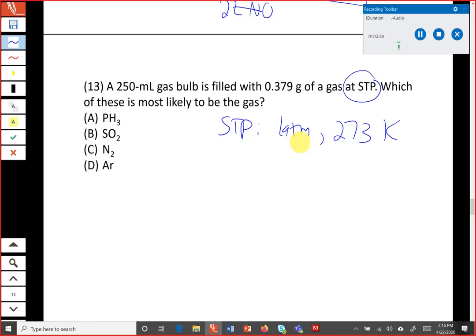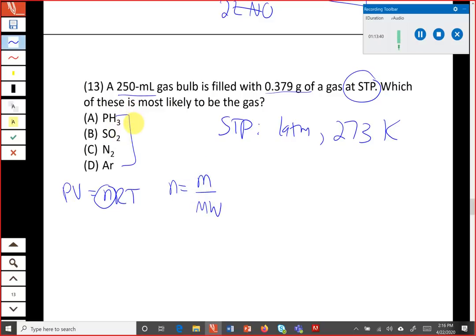This problem, we can set up in a few different ways, but basically this is in some sense a density problem. We have the mass of a gas, we have its volume, which is related to density. So what we can do in this problem is start with PV equals nRT, as we always do for ideal gases. And because we have the mass given to us, remember that one of the definitions of moles, n, is mass divided by molar mass. So if we're trying to find which of these gases is most likely, we need to find its molar mass and then match it up with the answer. So we're going to solve for the molar mass of our gas and then match it up to these ones.